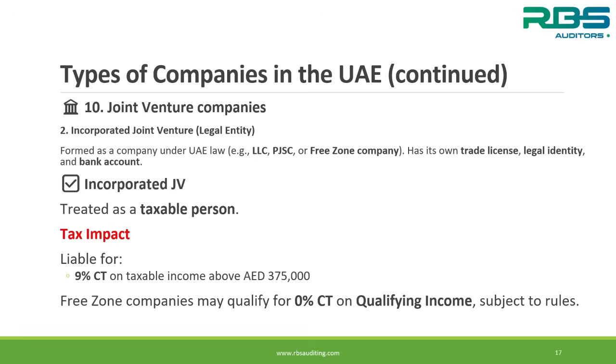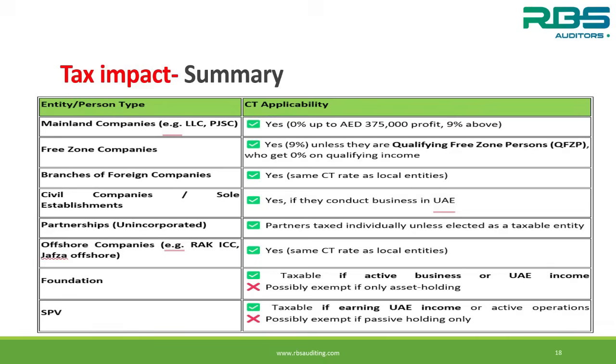The second category is the incorporated joint venture, treated as a taxable person. That means you have a trade license and everything. So the tax impact will be liable for 9% CT above 375,000. A free zone company may qualify for 0% CT on qualifying income, subject to rules.